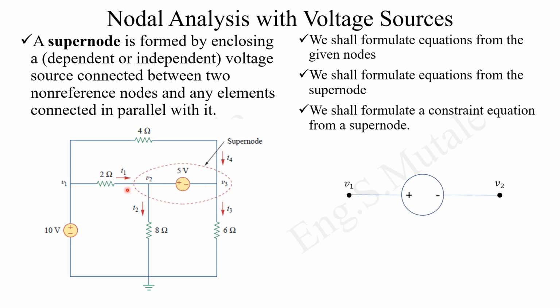So a constraint equation at a supernode occurs when you have something like this. For example, like here, you've got a node here and a node there, which I'm calling node 1. Let's say you've got a node 1 there and node 2. There is a voltage source like that. This voltage source will be given a voltage. So there will be a given voltage.